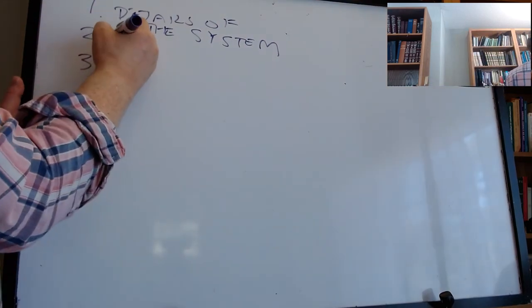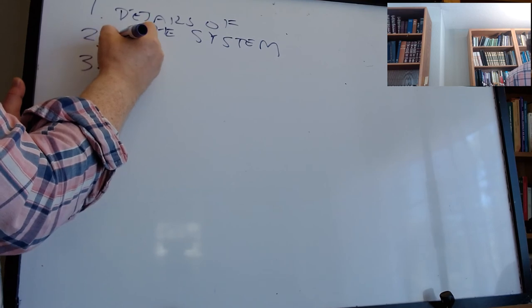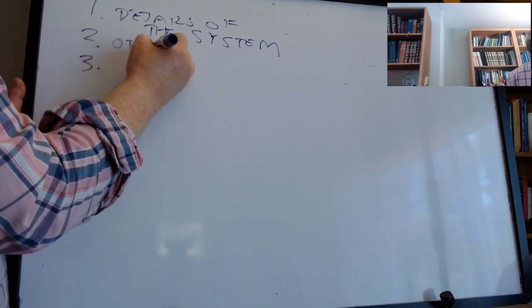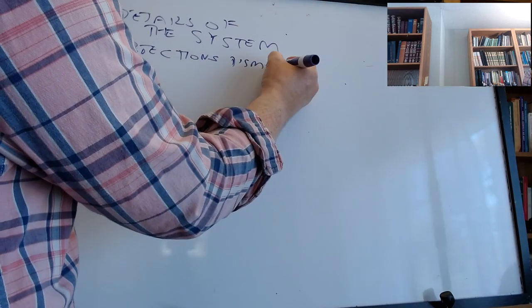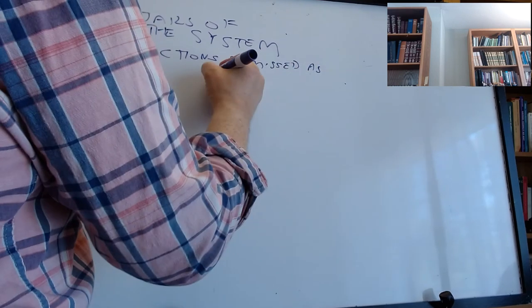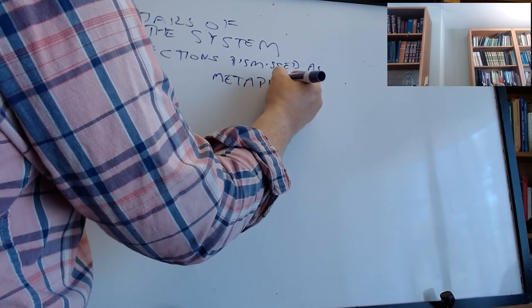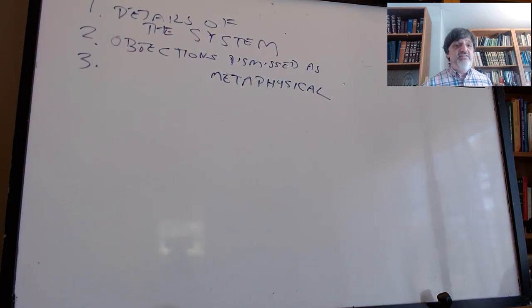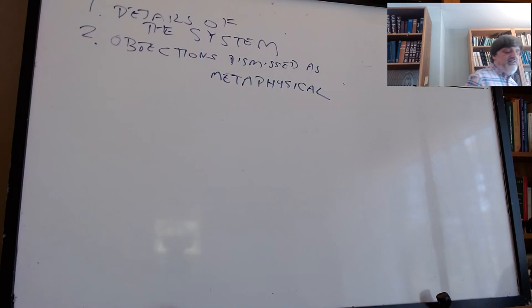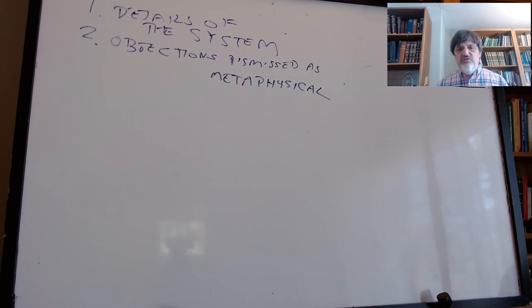So number two is objections to this, which are dismissed as metaphysical. All kinds of things that people will say about this system once they hear the details, that Carnap will say, well, actually, the question you're asking, the explanation you're asking for, the thing you think is missing, whatever, finds no place in scientific use of language.